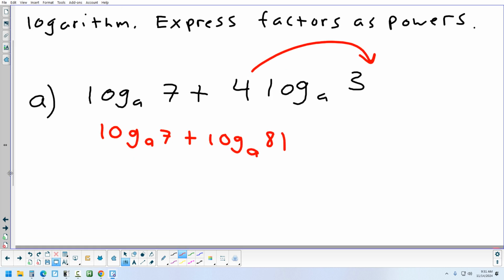Now we have to combine these two back together. Right? That is addition. When we recombine them, addition turns into what? Turns into multiplication. Yep. When I recombine them, I'm going to have a single log. What is going to be the base on that log?